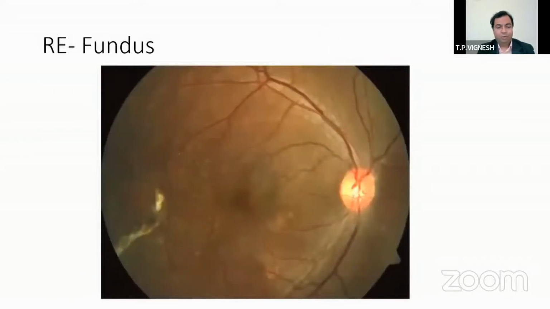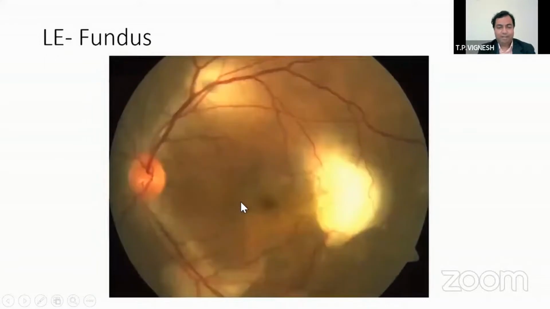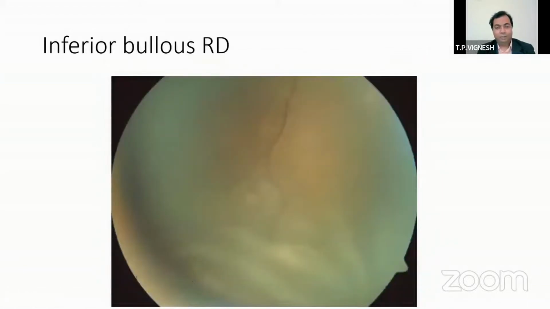Right eye revealed an old subretinal fibrotic strand as well as a few old laser spots and RPE changes. Left eye had severe, dense subretinal fibrin, along with ILM folds, as well as subretinal fibrin along the superior and inferior arcade. This picture shows the inferior bullous retinal detachment.